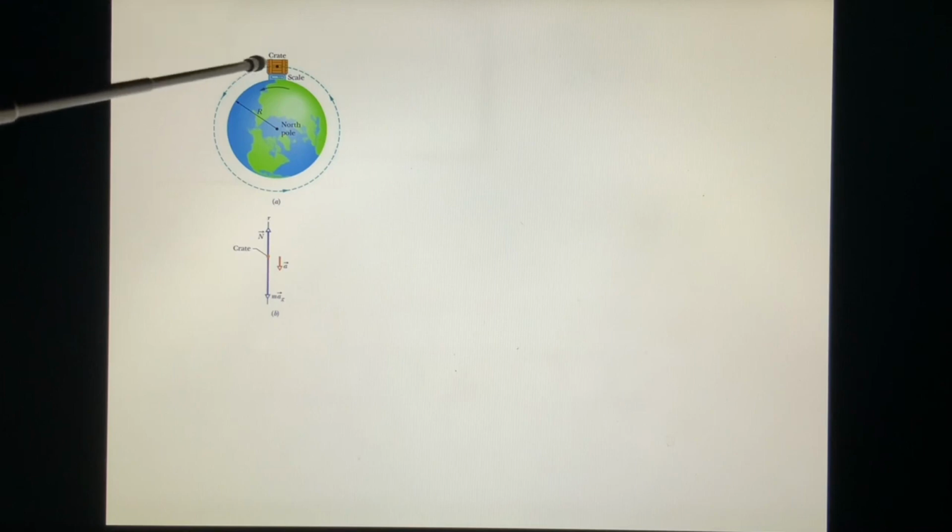Let's look at an object sitting on the Earth and rotating together with the Earth. How many forces are acting on it? Two. One is the gravitational force towards the center of Earth. Another is the normal force, perpendicular to the surface. And actually the normal force is its weight.